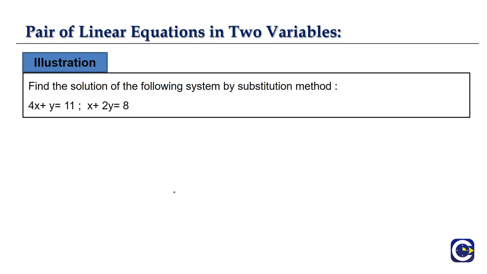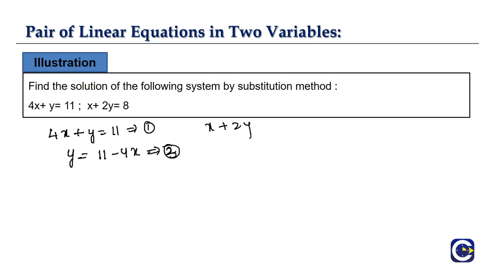Find the solution of the following system of equations by the substitution method. Here, if you observe, our first equation is 4x + y = 11. I am converting this to y = 11 - 4x. This is my equation 1, and let this be equation 3, and this will be my equation 2. I have converted equation 1 into the form of equation 3, and now I'll substitute equation 3 in equation 2.